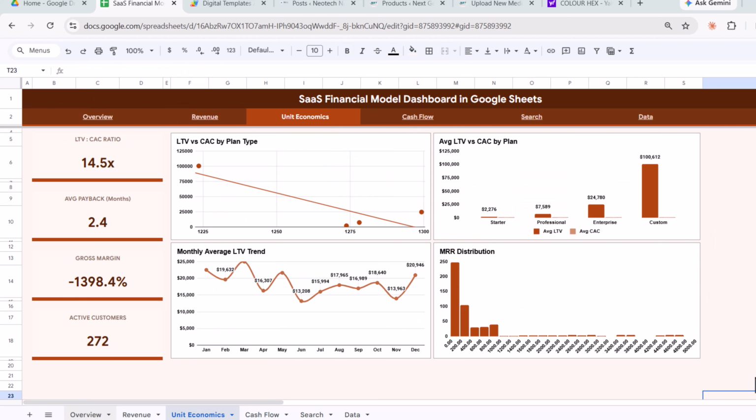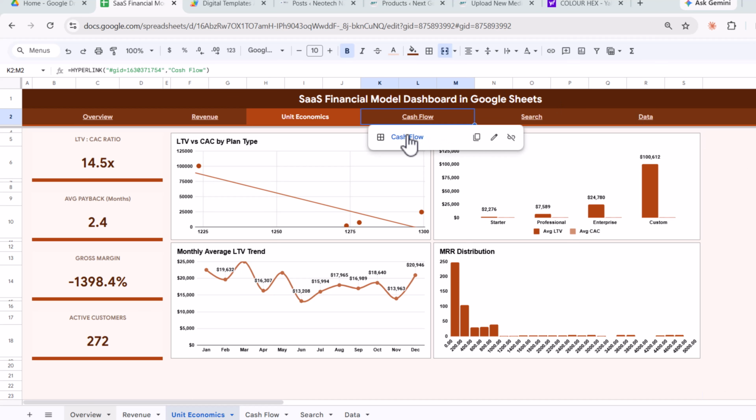Next up, we have the unit economics page. This is where you understand the profitability of each customer. The cards display your LTV to CAC ratio, average payback period in months, gross margin, and active customers. On the right side, LTV versus CAC by plan type shows the relationship between customer lifetime value and acquisition cost across different plan levels. Below that, average LTV versus CAC by plan compares these two metrics side by side for each tier. The monthly average LTV trend tracks how your customer lifetime value has changed over the year, and the MRR distribution shows how your recurring revenue is spread across different ranges.